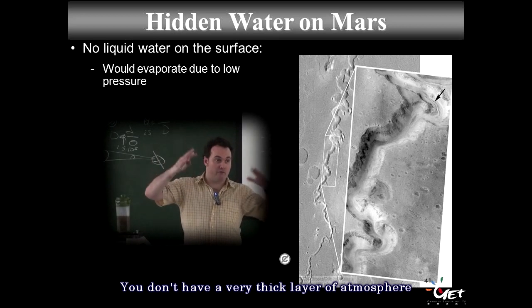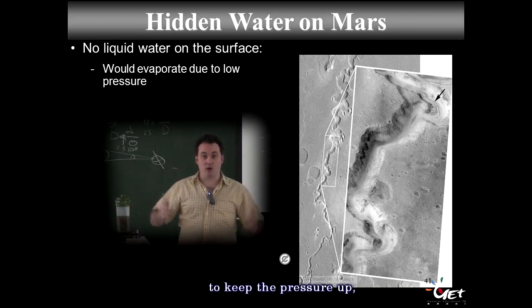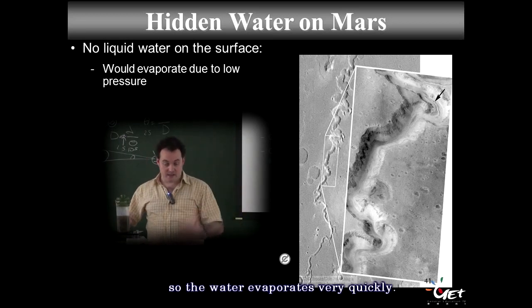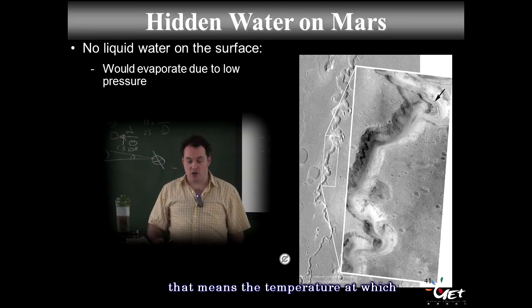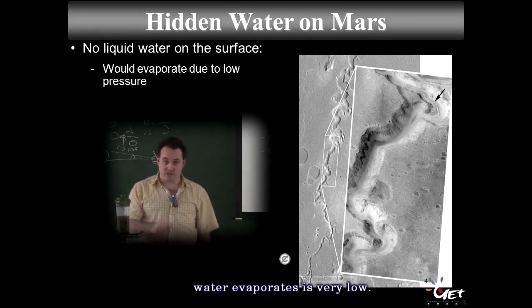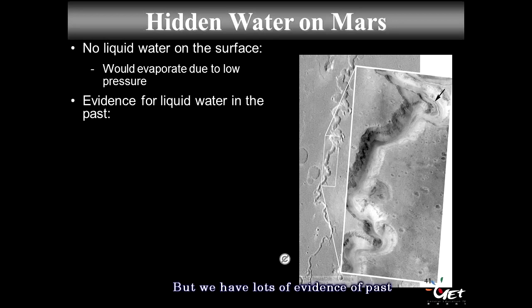You don't have a very thick layer of atmosphere to keep the pressure up, so the water evaporates very quickly. Very low pressure means that the temperature at which the water evaporates is very low. But we have lots of evidence of past traces of liquid water on the surface.